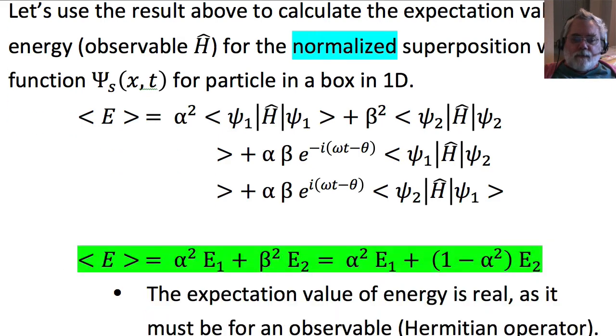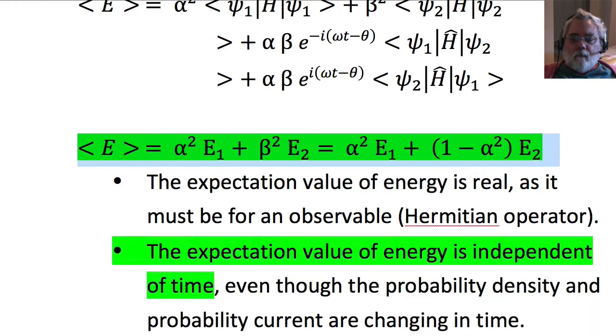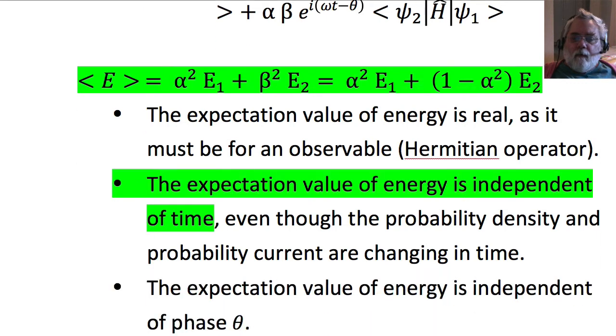So this is the expectation value of energy for our particular psi sub s. The expectation value of energy is real, as it must be, for an observable, a Hermitian operator. The expectation value of energy is independent of time, even though the probability density and the probability current are changing in time. The expectation value of energy is independent of the phase theta.